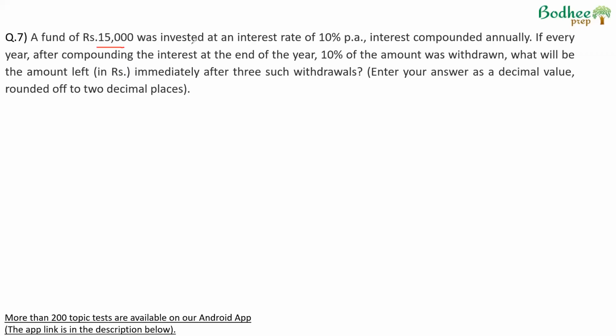A fund of rupees 50,000 is invested at a rate of 10% per annum, interest compounded annually. If every year after compounding the interest, 10% of the amount was withdrawn, what will be the amount left immediately after three such withdrawals? So we start with 15,000. This increases by 10% interest. 10% of 15,000 is 1,500.